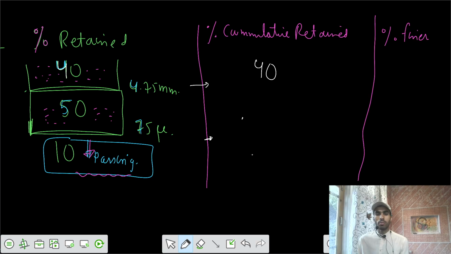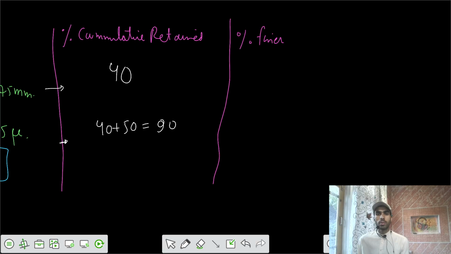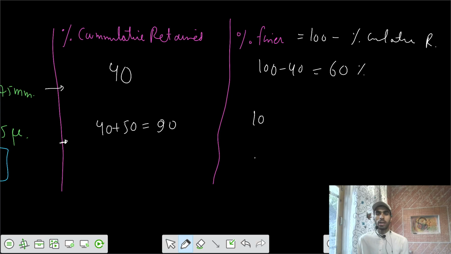Is that 40 plus 50? Is that 90%? Okay, we have only two Cs given to you, and we need to calculate the value of Cu. From this, can we calculate now what is the percentage finer? Is that 100 minus cumulative retained percentage? So that is actually 100 minus 40, that is 60%. And what is this value? 100 minus 90. Is that 10%?